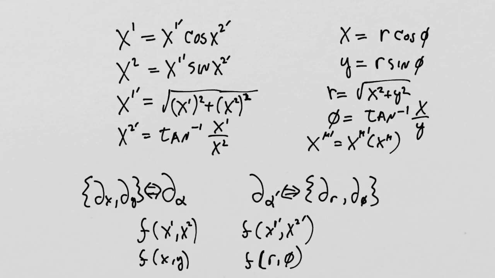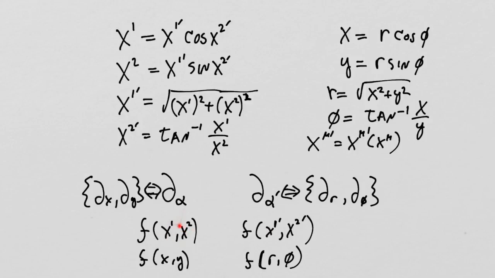Then the basis set for any vector space at any point will just be the differential operators in x and y in the unprimed system. The differential operators are in r and phi in the prime system, and we would put the prime there on the differential operator. And then any function we have on the spacetime will either be a function of x1 and x2 or x1 prime and x2 prime.